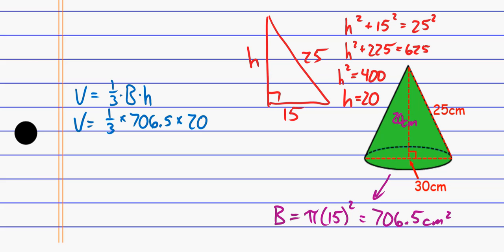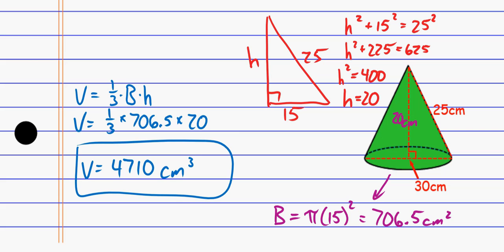And so once again, this is a job for my calculator. The 1/3 times the 706.5 times the 20. Okay? And I get approximately 4,710 here. It's 4,710, and that's cubic centimeters. Okay? And again, if you use the pi button, you'll have a slightly different answer here. You'll have some decimals, and that's okay. All right?